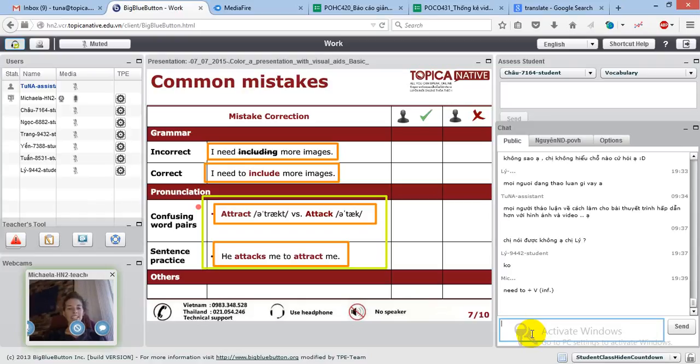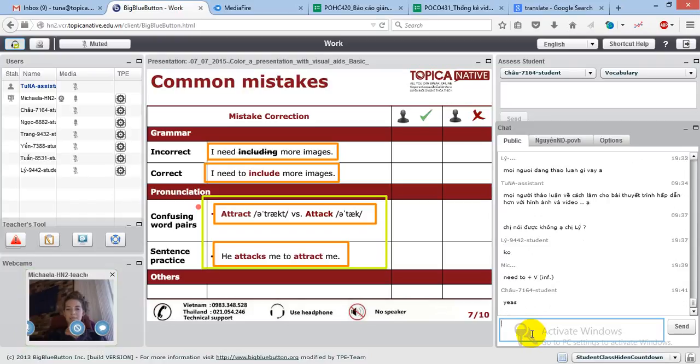Now, can you please read this for us? Okay. Attract. Attack. He attack me to attract me. Good. Nice job. Okay, just be careful when the word has an S, attacks. You need to make that X noise, the KS noise, attacks. Alright, so practice that. Chan, can you read these for us?